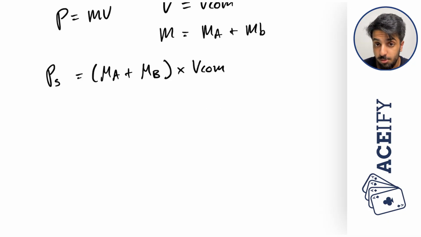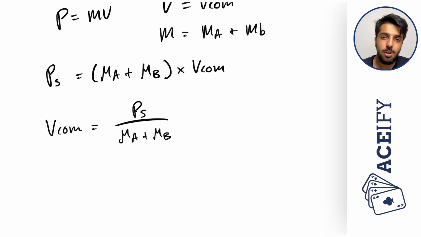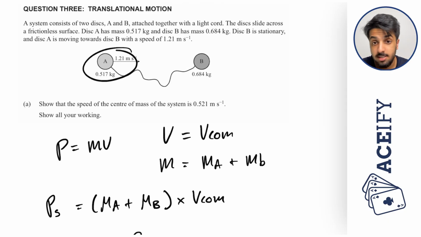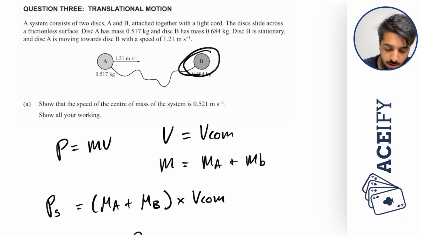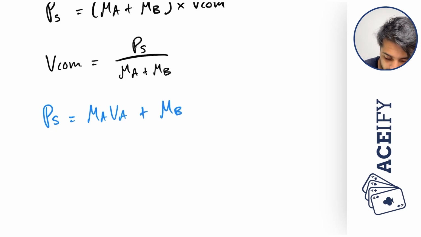Now we can rearrange this equation for the velocity of the center of mass, and so the velocity of the center of mass is equal to the momentum of the system all over the mass of A plus the mass of B. Now we have the mass of both A and B, but we don't have the momentum of the system, so we can find that out. Now in this system, A is the only disk that is moving, and so therefore it is the only disk that carries momentum, because again, momentum is equal to mv, so if velocity is 0 for disk B, that means its momentum is 0, right? And so the momentum of the entire system is equal to ma times va, where va is the velocity of disk A, plus mb times vb.